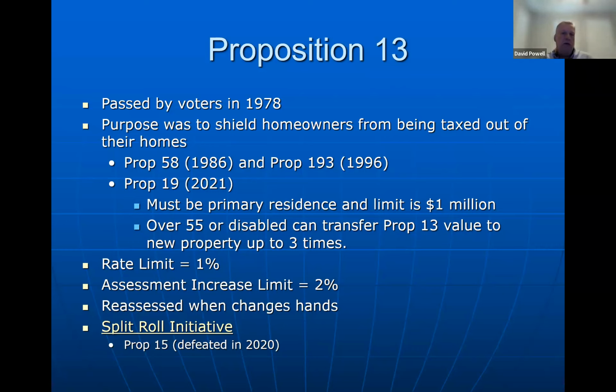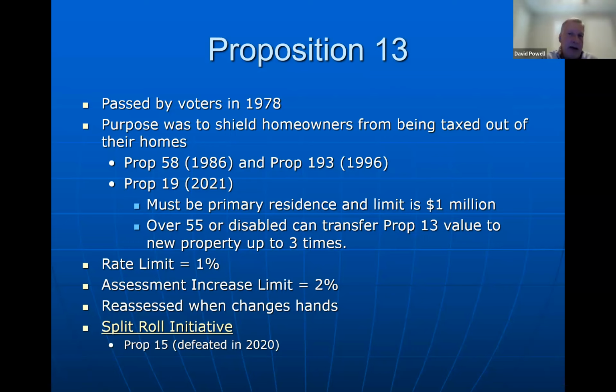We made some changes to Proposition 13 over the years to expand its coverage. So one of the changes we made was in Proposition 58 in 1986, where we exempted property that was changing hands between parents and children. And so if a parent would then sell the house to a child, then that child would be able to keep the original assessed value that that parent had on that house. It would not necessarily then default to the sales price on that house.